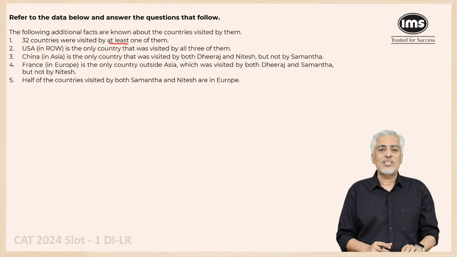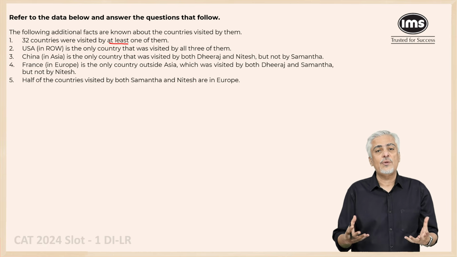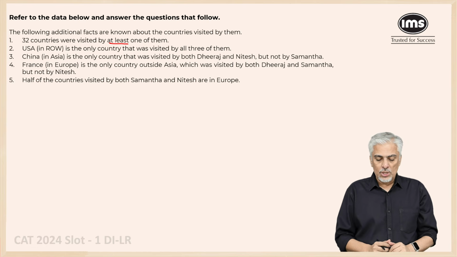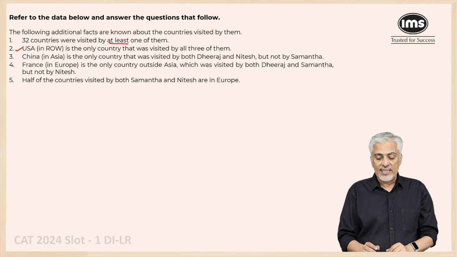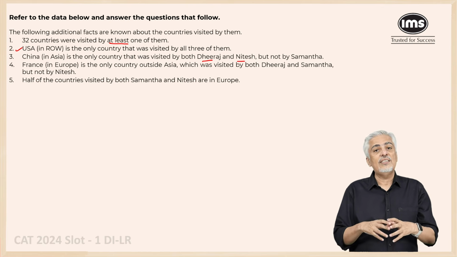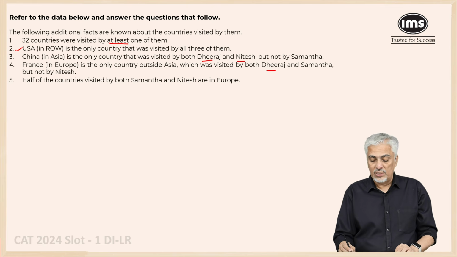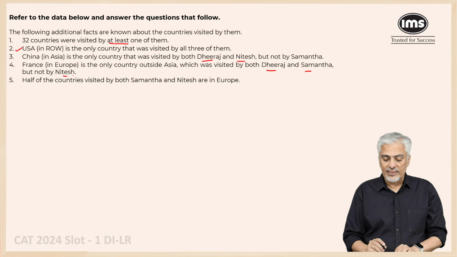What happens when there is an intersection between 2 people, what happens when there is an intersection between 3 people, and so on. USA in the rest of the world is the only country visited by all 3 of them. So there is one direct piece of information over here. Now China in Asia is the only country visited by both Dheeraj and Nitesh, but not by Samantha. France in Europe is the only country outside Asia, which means there is nothing in the rest of the world also, which is visited by both Dheeraj and Samantha, but not by Nitesh.